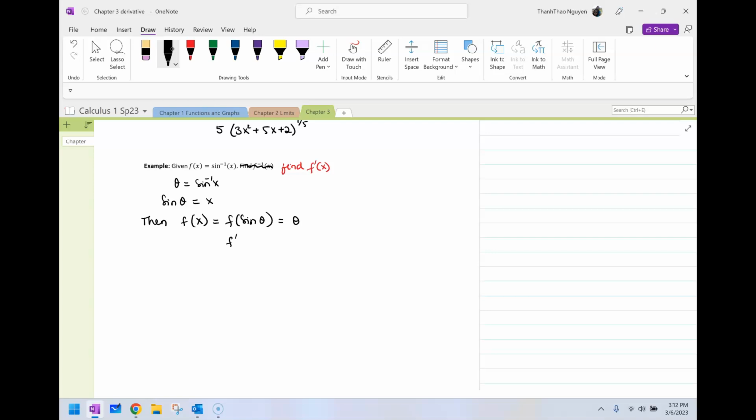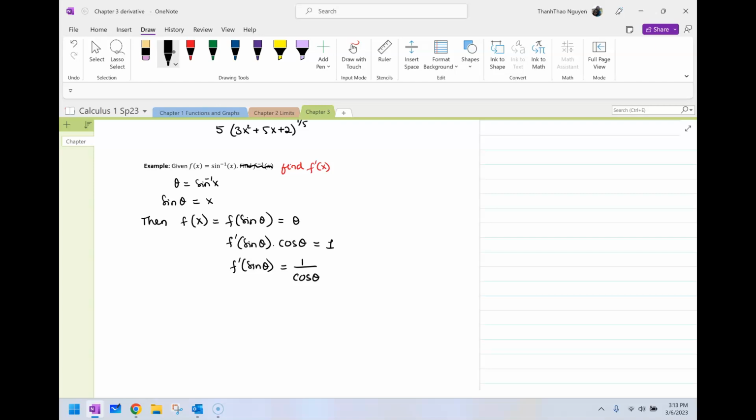Then for f prime of this function, we take the derivative of both sides. f prime of sine theta times cosine of theta is equal to 1. We take the derivative with respect to theta. Then f is the outer function and sine of theta is the inner function. So then f prime of sine theta is equal to 1 divided by cosine theta.